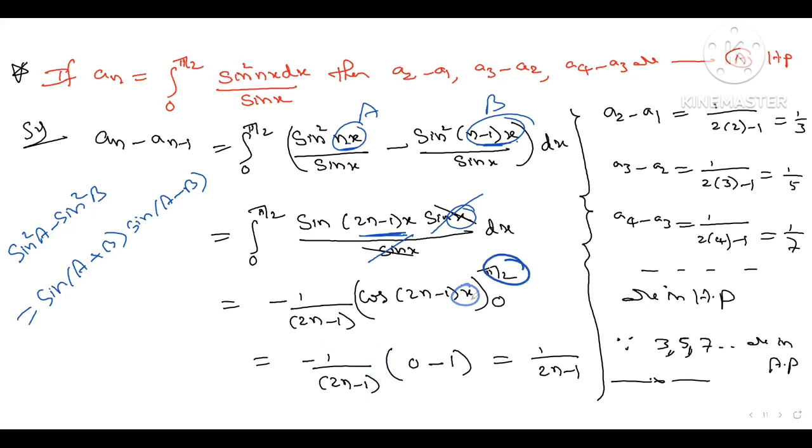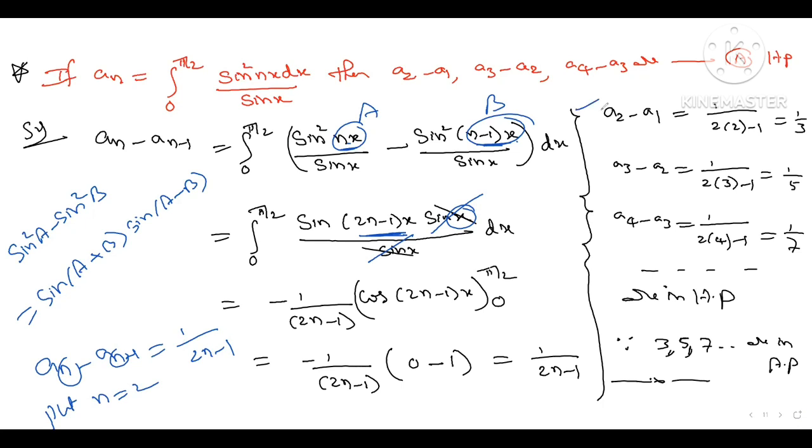In the place of x, first put the upper limit: cos 90, an odd multiple of 90, is 0. Put the lower limit 0: cos 0 value is 1. What we get here is 0 minus 1, which is minus 1, and minus into minus will be plus, so we get 1 by 2n minus 1. This is a n minus 1. So we have got a n minus 1 is equal to 1 by 2n minus 1. In the place of n, write first 2.